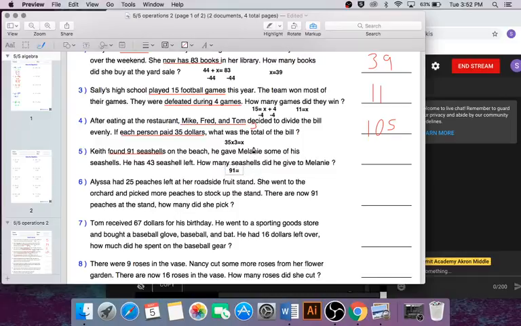And then he gave some to Melanie. And he has 43 seashells left. So the 43 shells he has left plus the ones he gave to Melanie, which is our variable, it's how many we need to figure out what it is, equals 91.